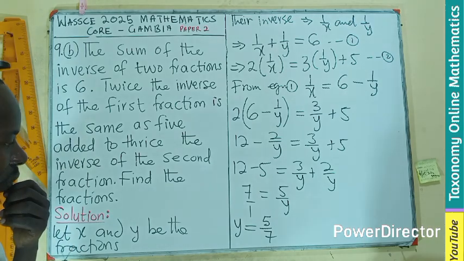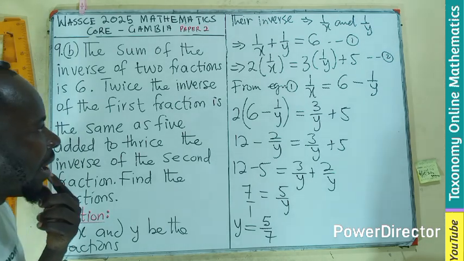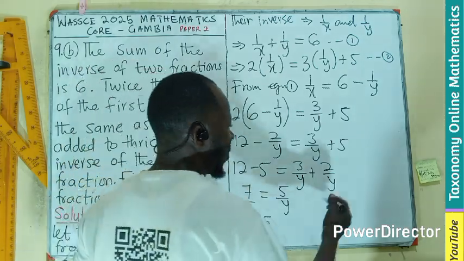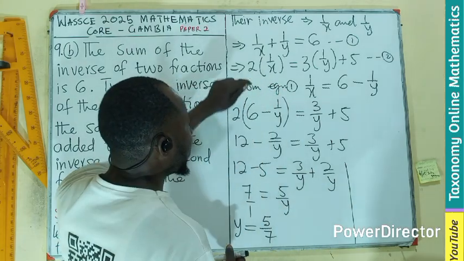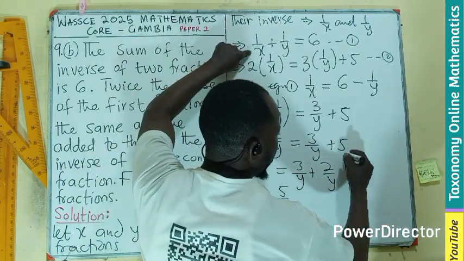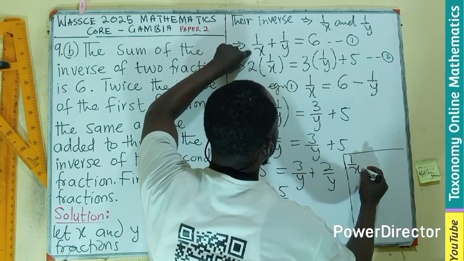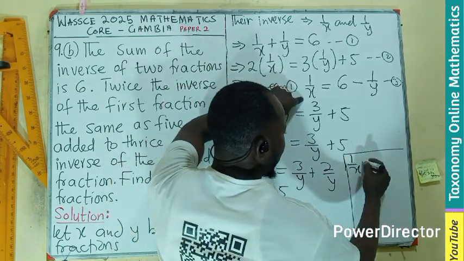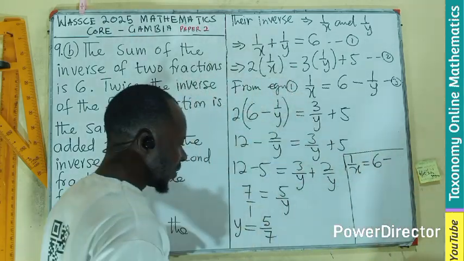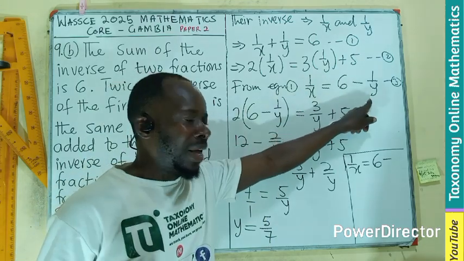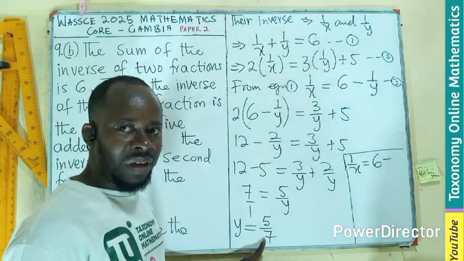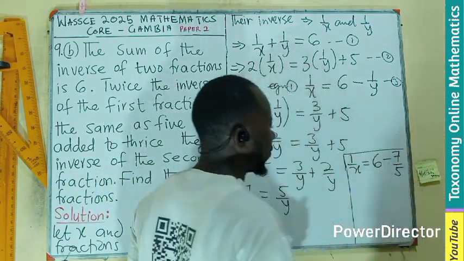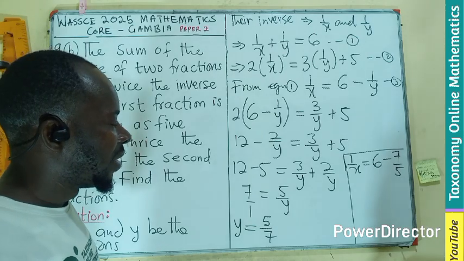So now the next thing is to find the x. How can we find the x? From equation 1, let's see if I can buy space here. From equation 1, or let's say from equation 3, let me label this as equation 3, 1 on x equals 6 minus 1 on y. And what is y? 5 on 7. So it means that we are going to reciprocate this to make it 7 on 5.